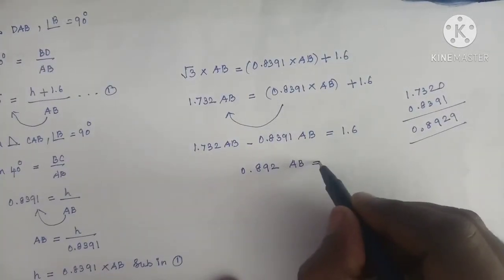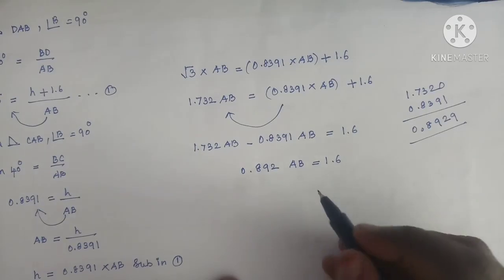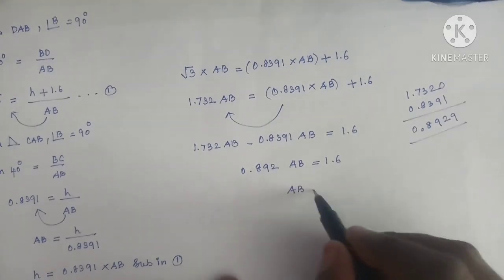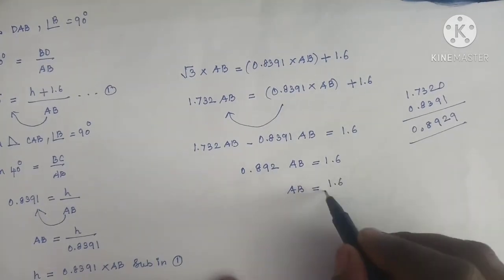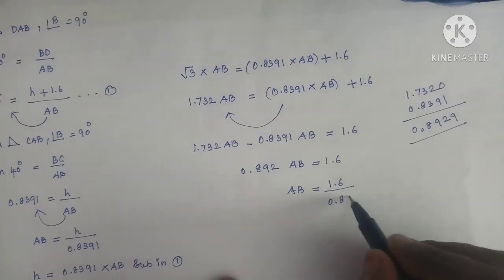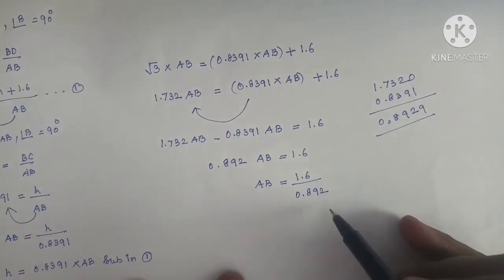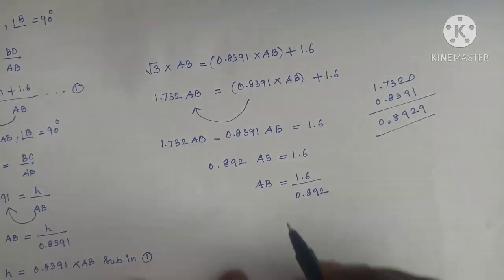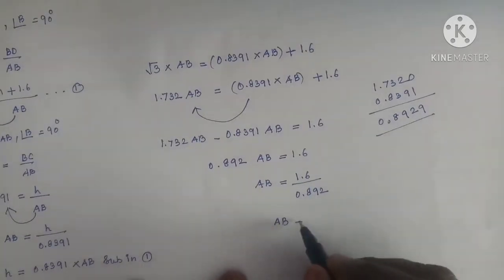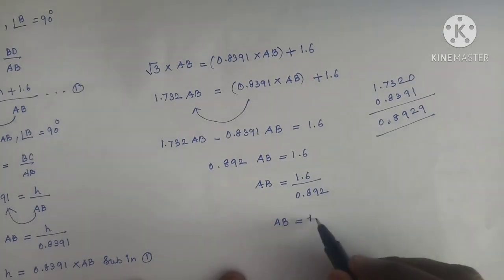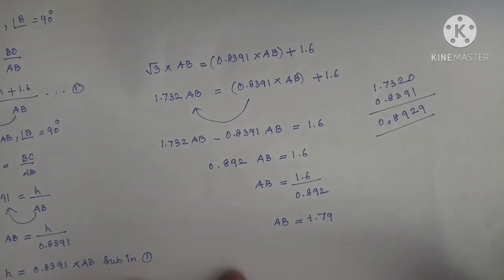AB equal to 1.6. So AB equal to 1.6 divided by 0.892. If you divide 1.6 by 0.892, you can get 1.79.